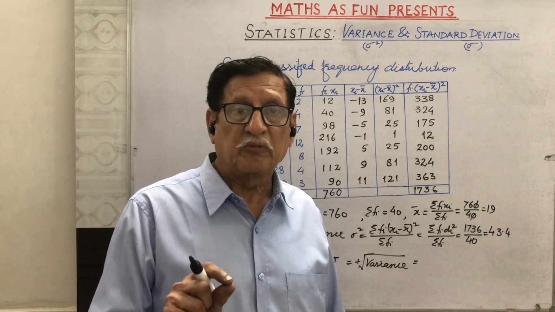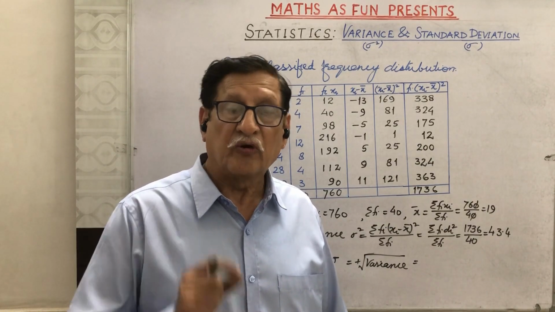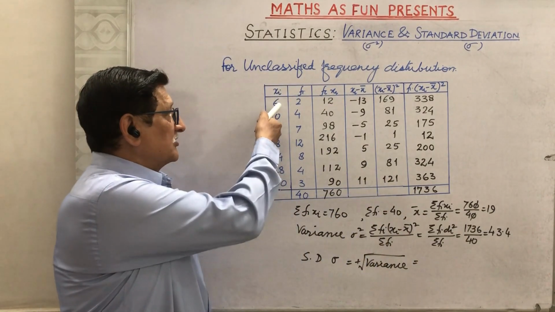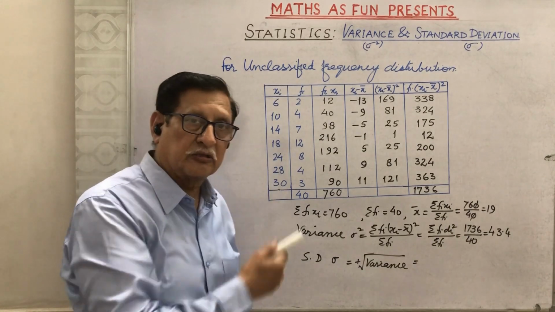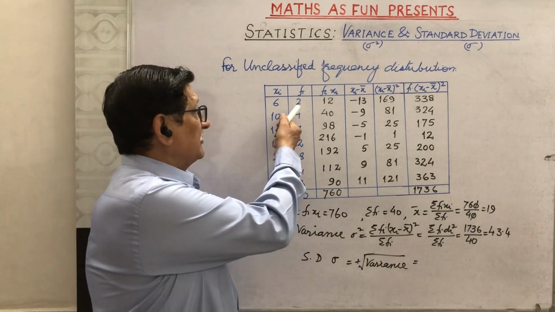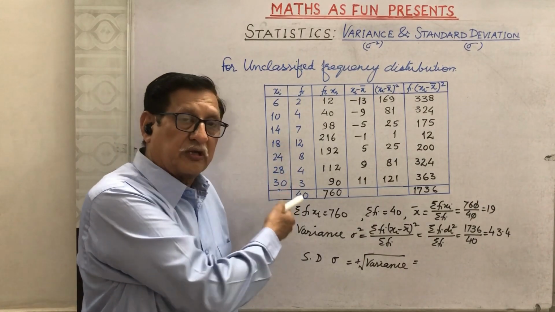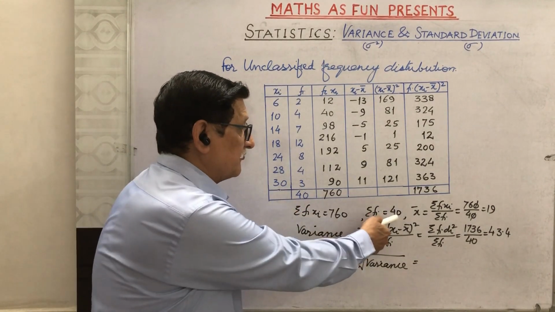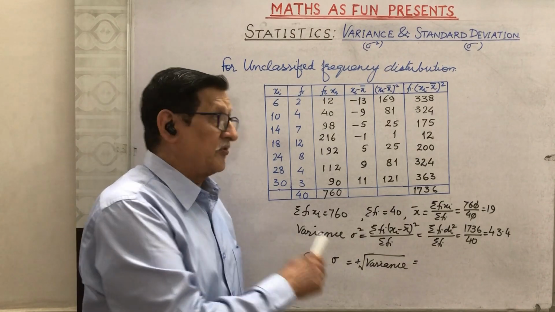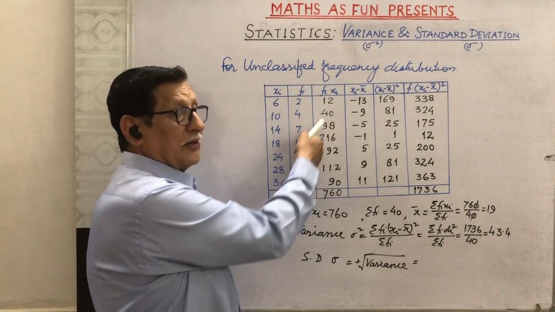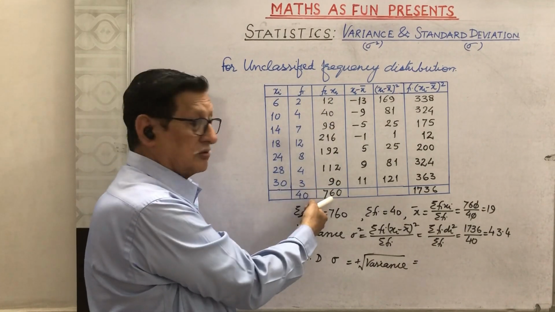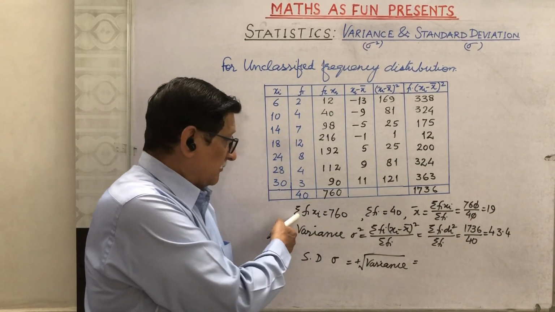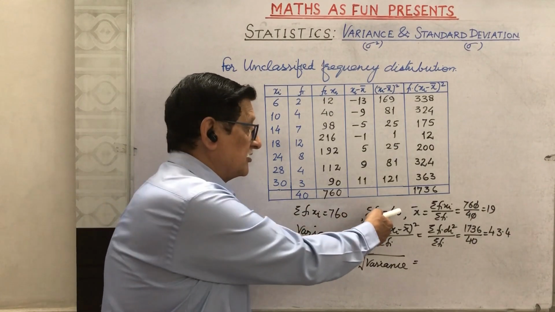Now we'll discuss one of the problems to find out the variance and the standard deviation for unclassified frequency distribution. And here the data are given: 6, 10, 14, 18, 24, 28 and 30. And their corresponding frequencies are 2, 4, 7, 12, 8, 4 and 3. And we find the sum of the frequencies as 40 here. Sigma fi is 40. Now to find out the mean, we have to find out the product of fi and xi, and that product here is 12 and so on, and the sum of this fi xi is 760. So we are getting sigma fi xi is 760, sigma fi is 40.